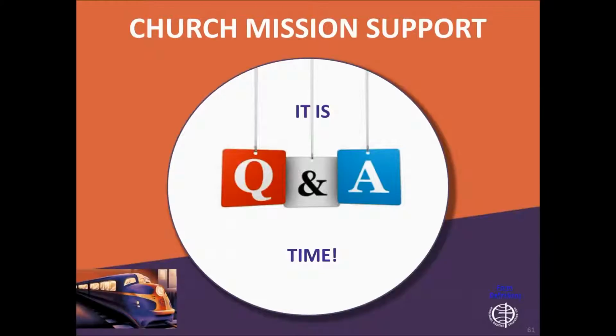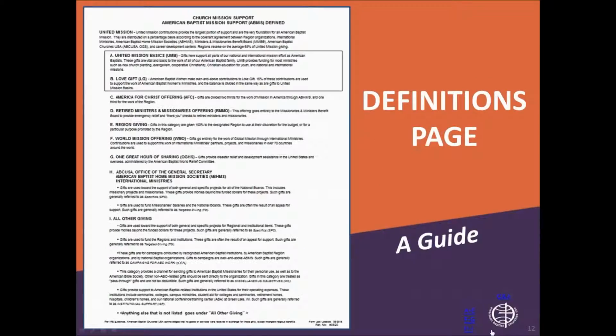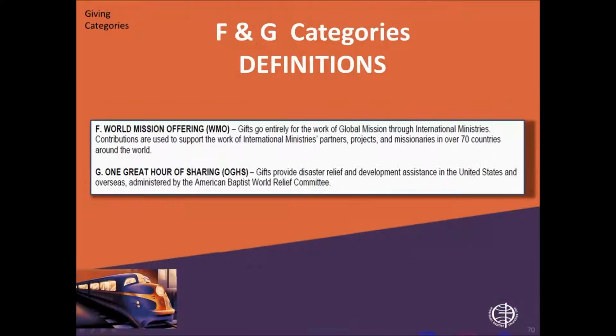Then we received a question asking about World Mission Offering specifically. When churches send giving to World Mission Offering, what does the money support? If they designated it, it would support that missionary or project that they indicate. Otherwise, I believe that money goes towards the budget. So this would support international ministries in general if it isn't designated to a specific missionary or global servant.